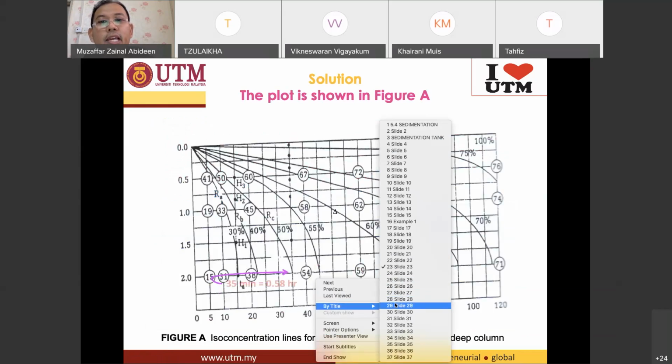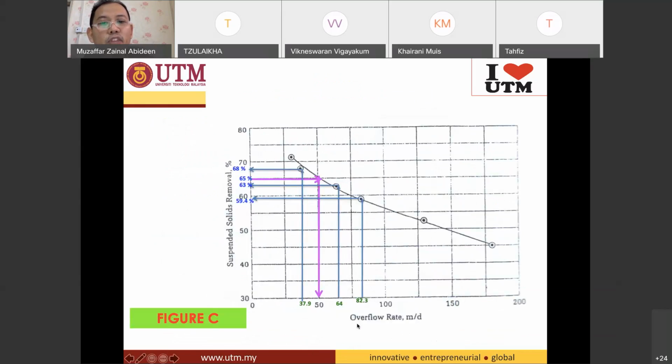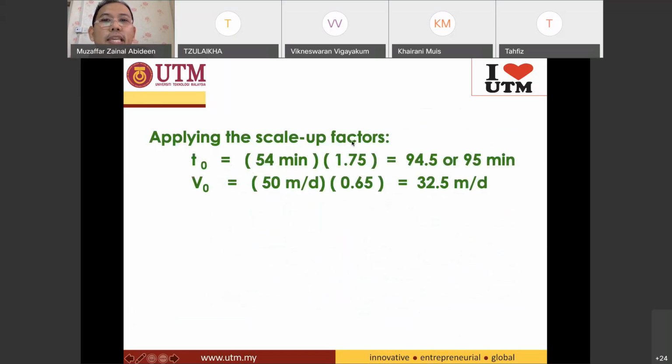You see, you have already obtained your V naught, 50. This is from the experiment using the settling column, but we would like to design a tank. Do we need to do anything with these results? Do we have to times anything, perhaps? No or yes? We have to manipulate. That's a good attempt, but in reality we have to times with a scale up factor.